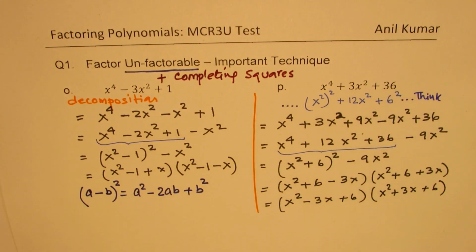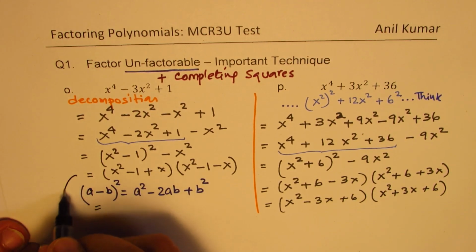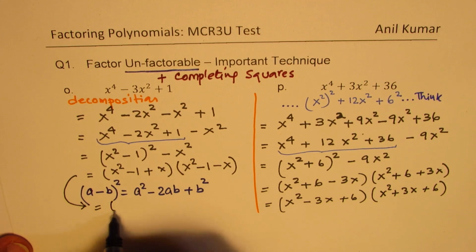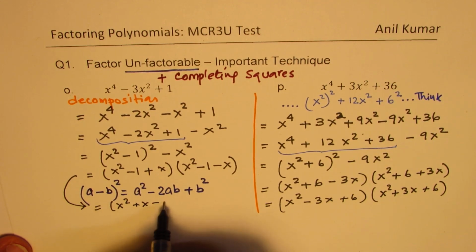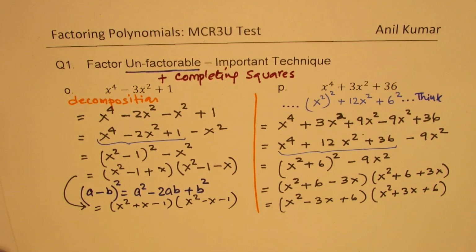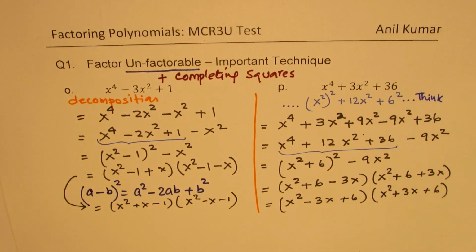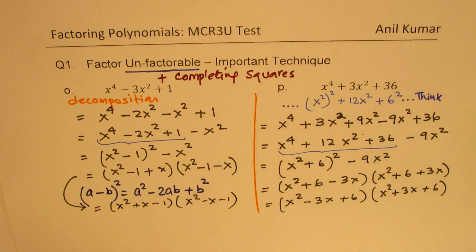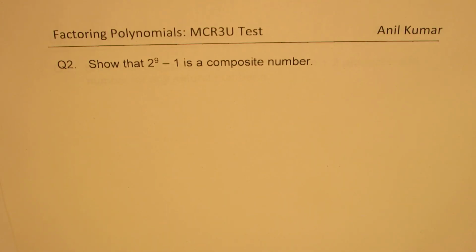So that becomes the factored form of the unfactorable trinomial. Do you appreciate it? Perfect. So if you want, here also we could write this in proper order and write this as x squared plus x minus 1 times x squared minus x minus 1. Is that clear? So with this, we have done the factoring part, and now let's get into some thinking questions.